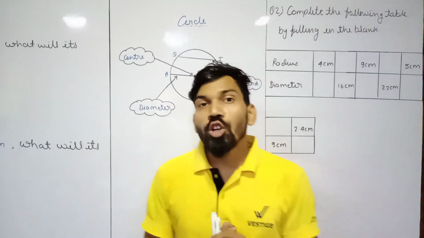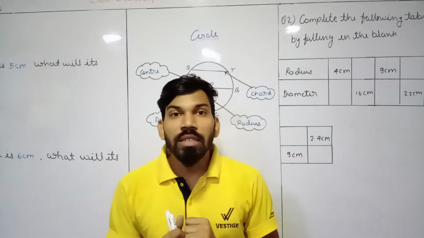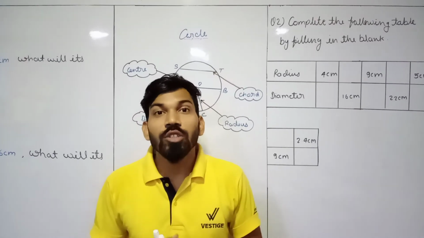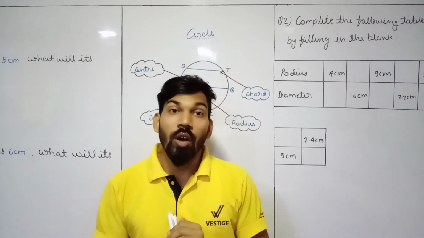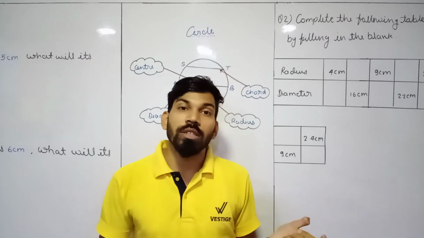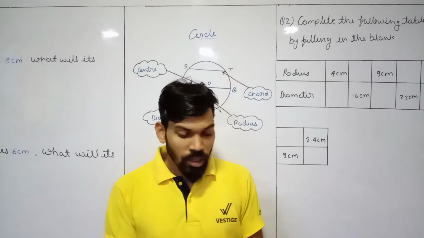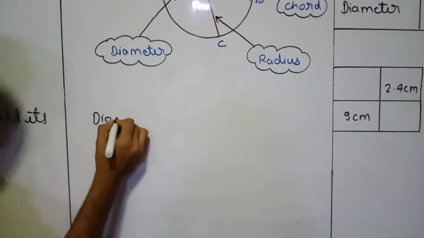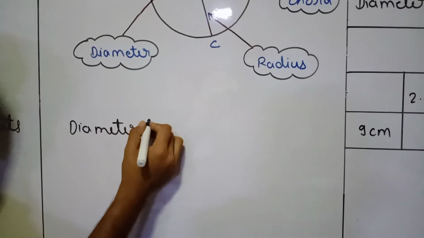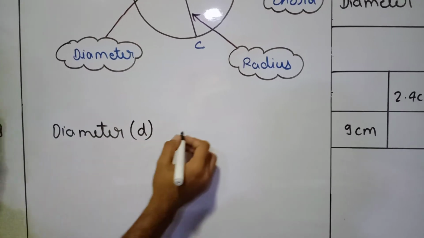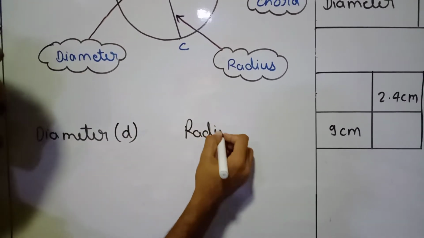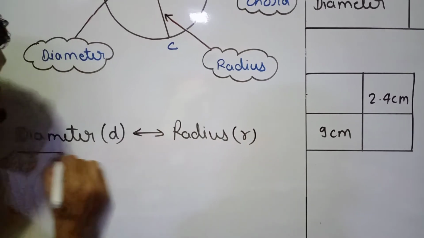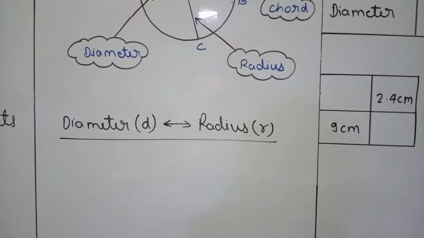So the next concept is the relation between radius and diameter. If we have the radius of the circle, how can we find out the diameter? Or if we have the diameter, how can we find out the radius? So we are going to learn regarding diameter, that is denoted by D, and radius, that is denoted by R. What is the relation between these two parts of the circle?